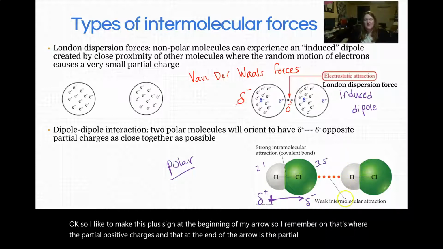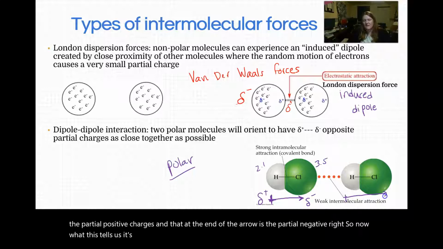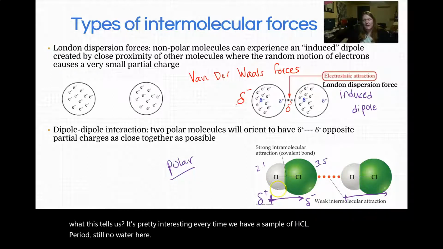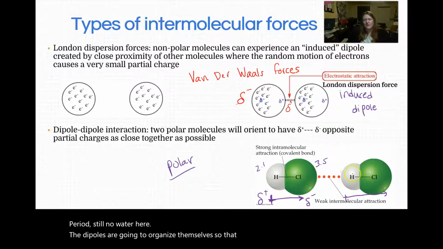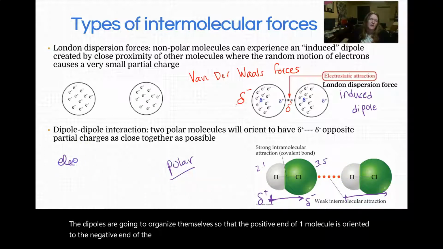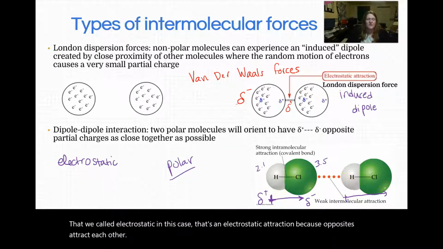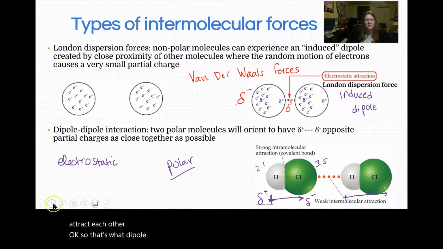Right? So now what this tells us is pretty interesting. Every time we have a sample of HCl, pure HCl, no water here, the dipoles are going to organize themselves so that the positive end of one molecule is oriented to the negative end of the other. That's because of that force of nature that we called electrostatic. In this case, that's an electrostatic attraction because opposites attract each other. Okay, so that's what dipole-dipole interactions are all about.